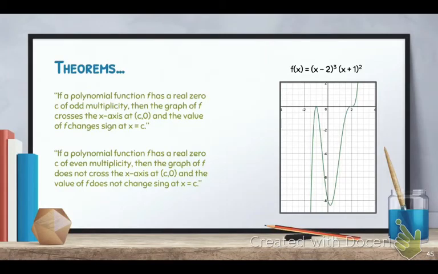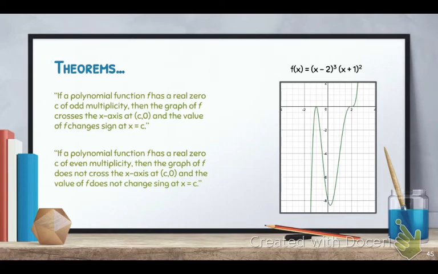Here we have a few problems referring to the multiplicity of polynomials. So quickly let's review the theorem. If a polynomial function f has a real zero c of odd multiplicity, then the graph of f crosses the x-axis at (c, 0), and the value of f changes sign at x equals c. If a polynomial function f has a real zero c of even multiplicity, then the graph of f does not cross the x-axis at x equals c, and the value of f does not change sign at x equals c.